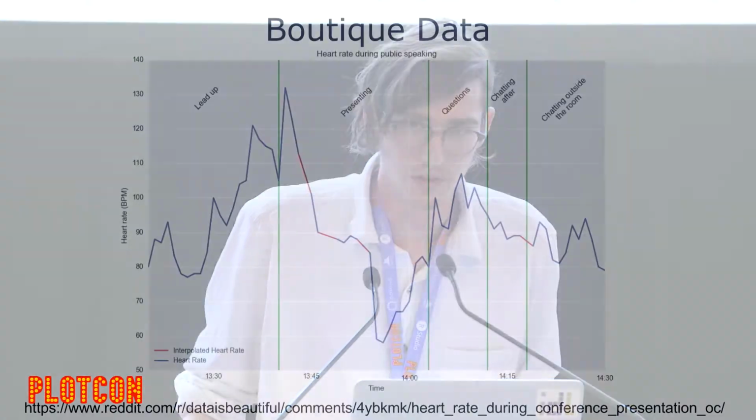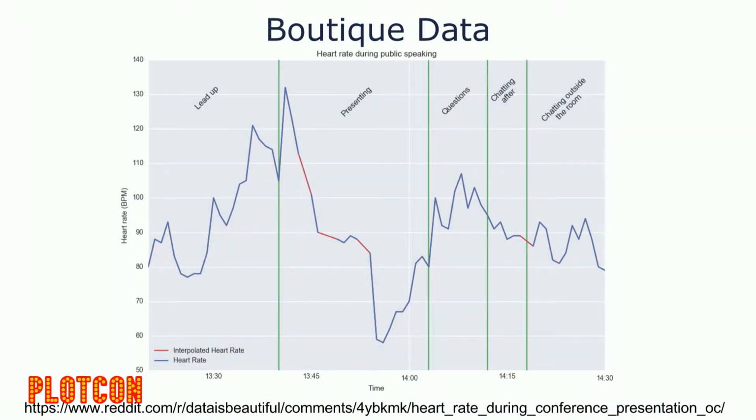This is something that I really liked. It was posted on the Data is Beautiful subreddit. This is a graph of someone's heart rate during public speaking over time. You can see the spikes as they begin, it calms down throughout the talk as they get comfortable, and spikes again at the questions portion. They might have gotten a tough question.